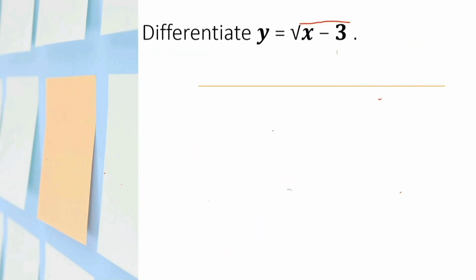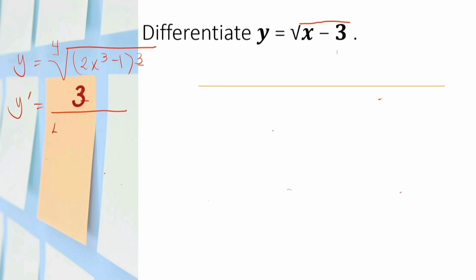The 4th root of 2x cubed minus 1, cubed. So, tulad ng ginawa natin kanina, y prime is, yung exponent natin nasa taas, then yung 4th root sa baba. And then, copy lang natin yung index, and then 2x cubed minus 1, and then yung exponent niya sa labas. So, 4 minus 1, so that is 3 dapat. So, 4 minus 3 is 1.